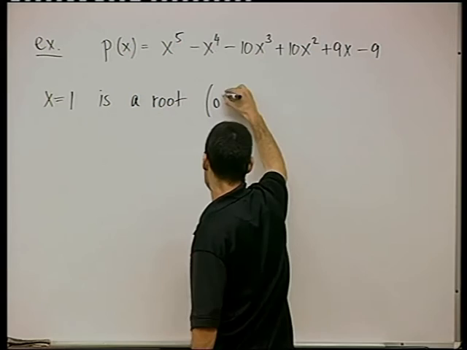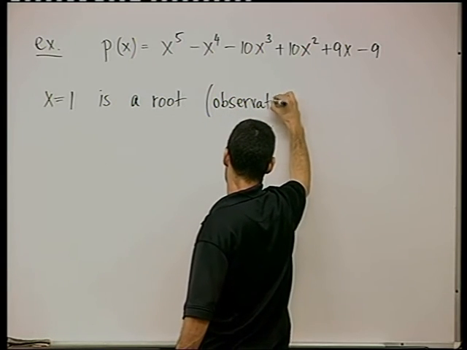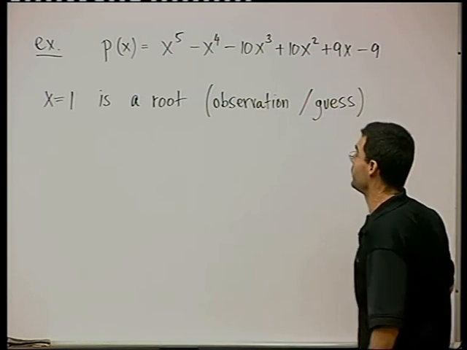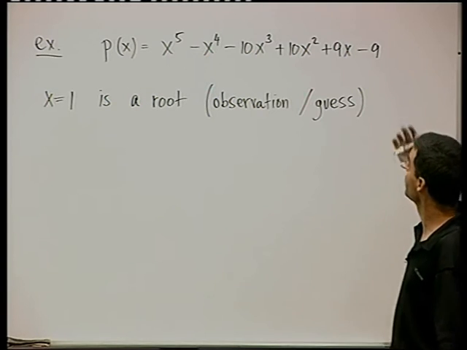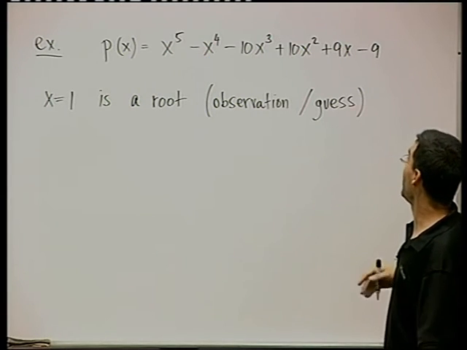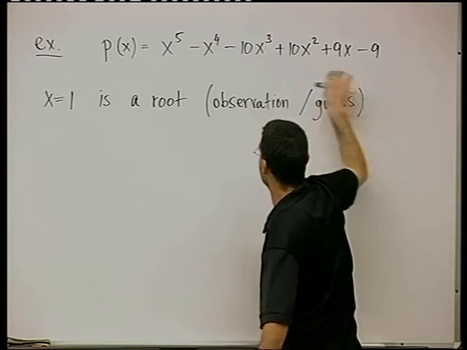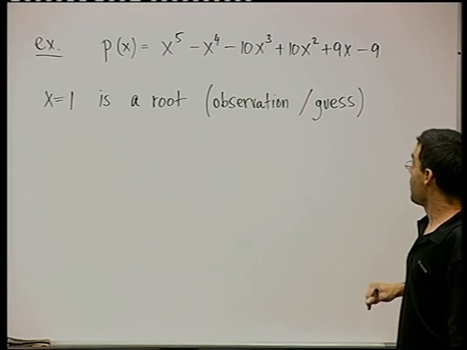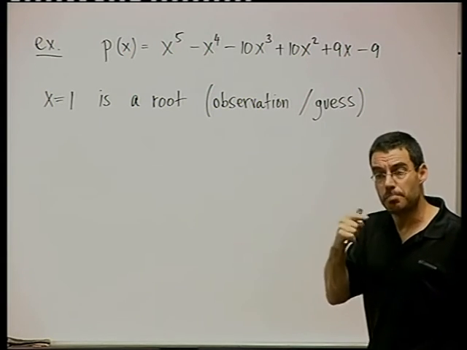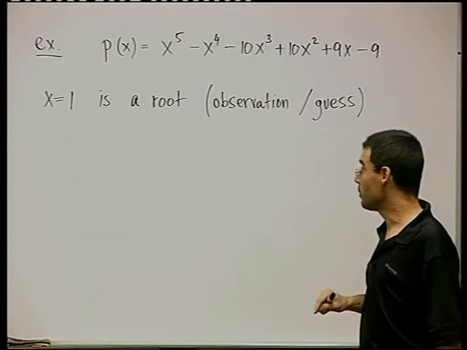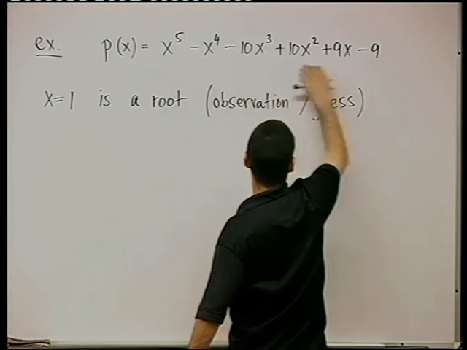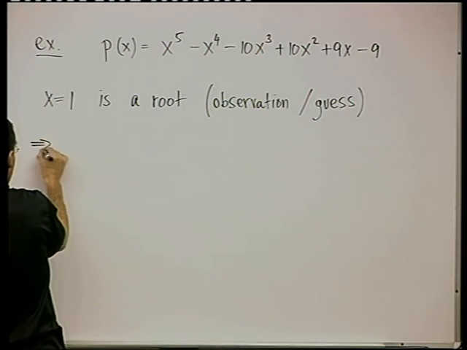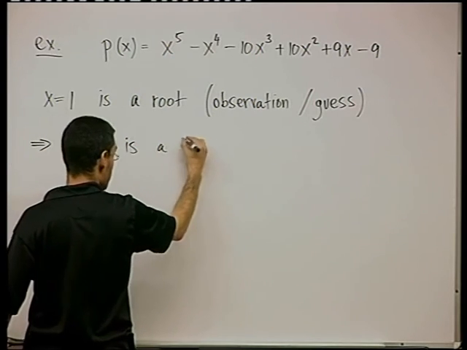Okay, so you can call this an observation, or you can call it a guess. That's really what it is. We didn't use any method. It's just kind of looking at it enough and, you know, the symmetry of the coefficients, and you just guess it. Okay? So x equals 1 is a root. What does it mean? It means that x minus 1 is a linear factor in this, right? We don't know the rest of it, but we know that this can be written with x minus 1 as a linear factor.